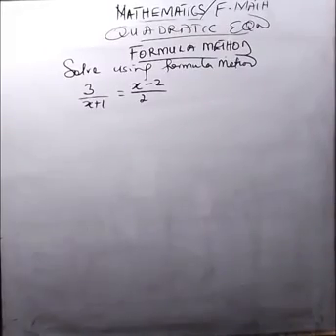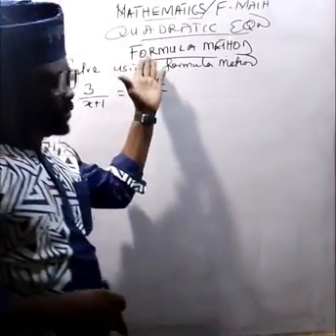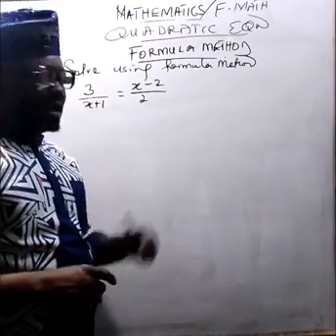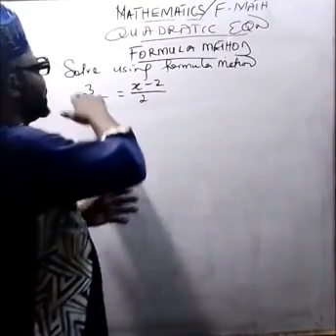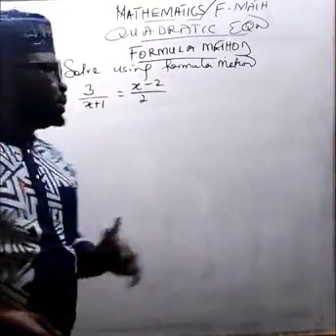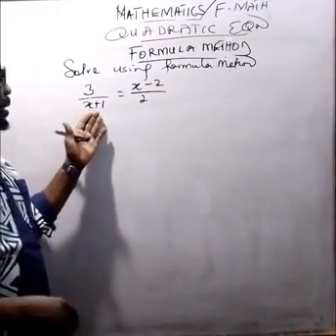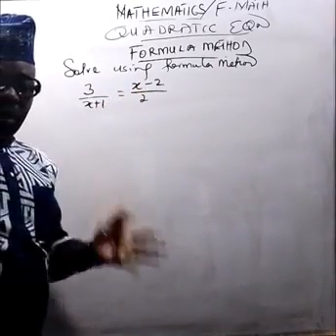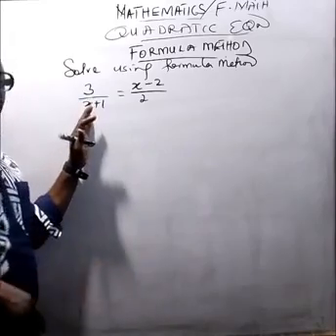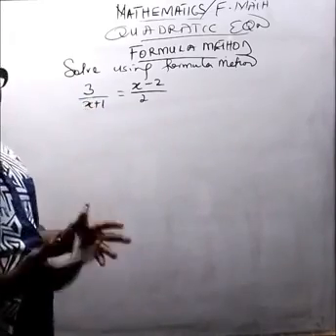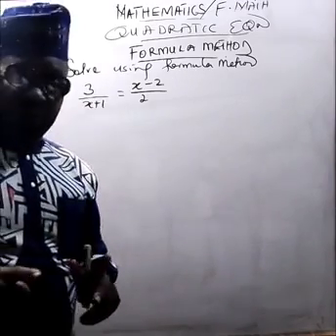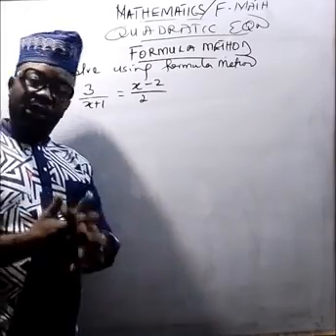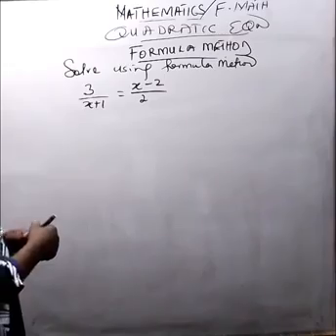Yes, let's make use of the formula method to solve a quadratic equation in this question. The question says solve using the formula method: 3 over x plus 1 is equal to x minus 2 over 2. Ordinarily, this question does not look quadratic, so we have to simplify it first. By simplifying it, we'll be able to make it look quadratic. Okay, let's try it now.